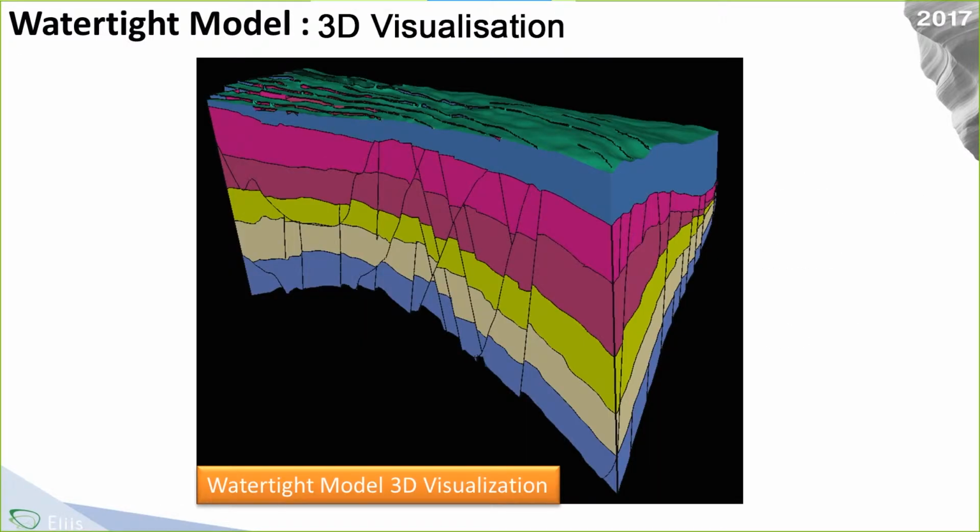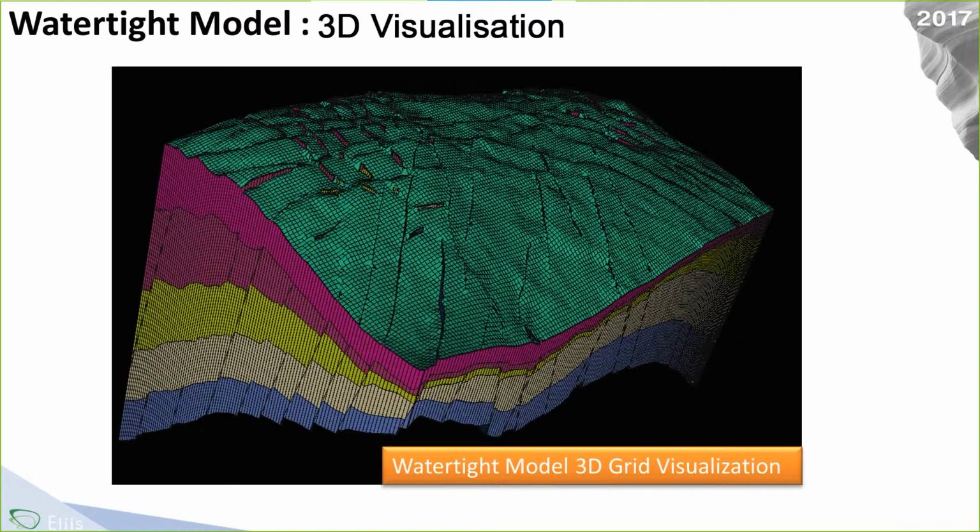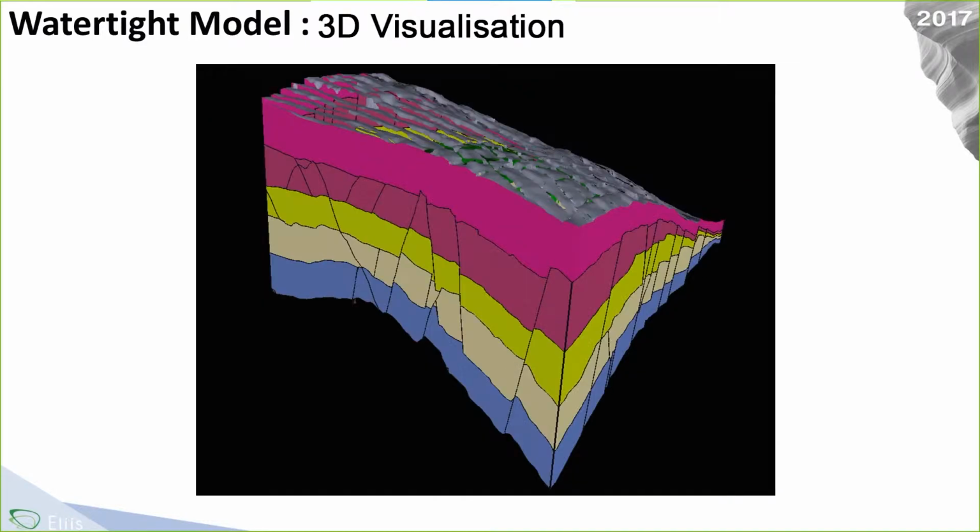This object is in fact a 3D object. Thanks to this, we can do a 3D visualization. For example, this is a watertight model in the 3D viewer. Also, this watertight model is a grid model. We can display the gridding of the watertight model in the 3D viewer or in a 2D viewer. I will show you during the live demo. It is another visualization.